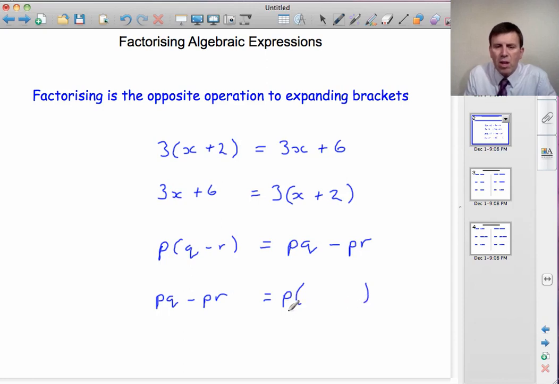I ask myself, what do I need to multiply p by to get pq? Q. Minus, what do I multiply p by to get minus pr? It's minus r. And you can see that that expression there is the same as we started with here. So that's called expanding the brackets, and then if we factorize, we're back to having the bracket.